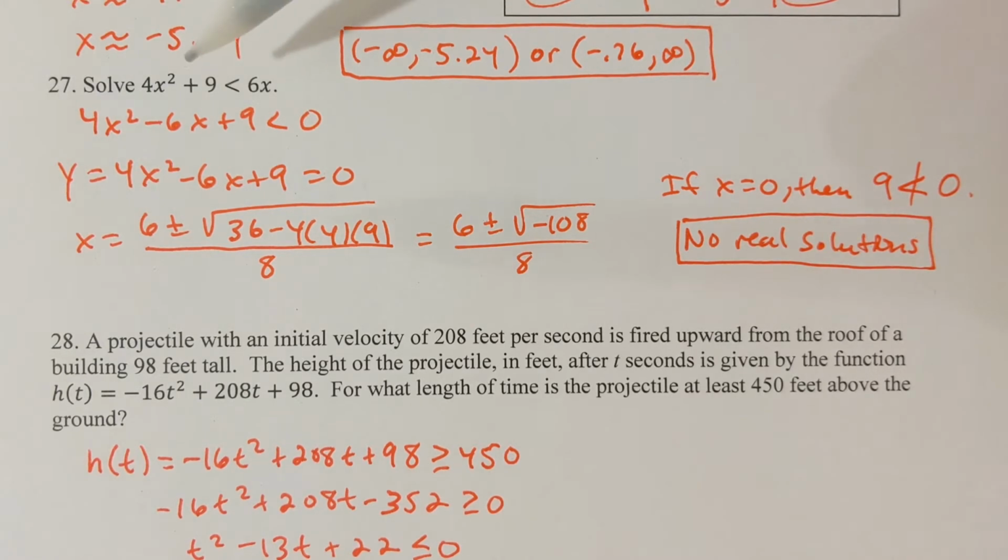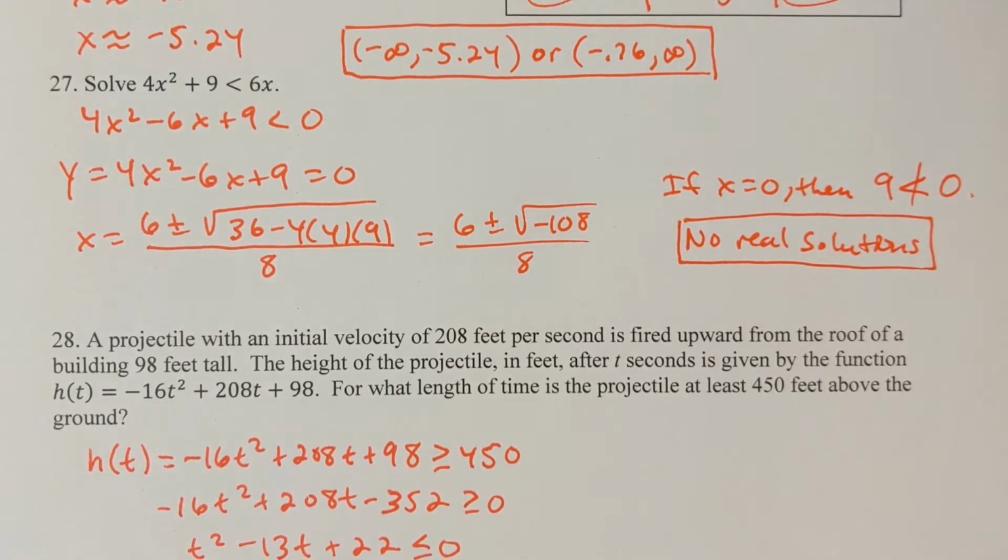So if x is 0, you're saying that 9 is less than 0. And that's not true, right? 9 is not less than 0. So it would actually turn out that if I were to use any number for x, I would end up saying something that's false, like I saw with x equals 0 here. So no real solutions would be my answer to this inequality.